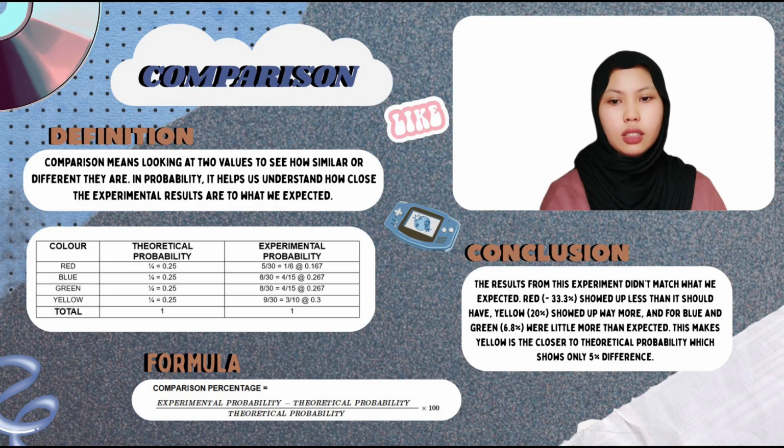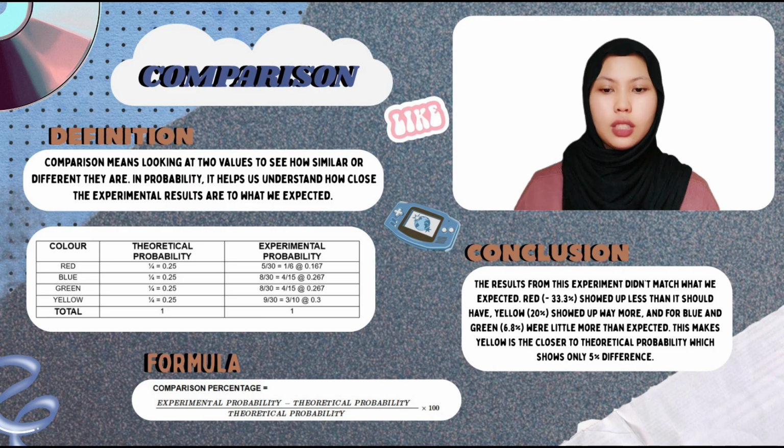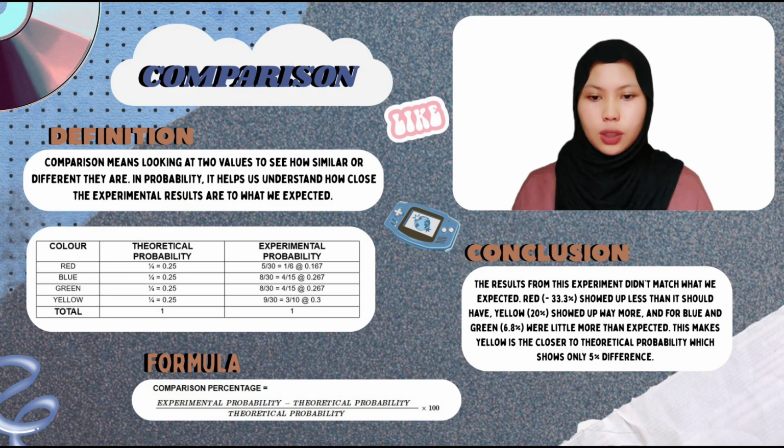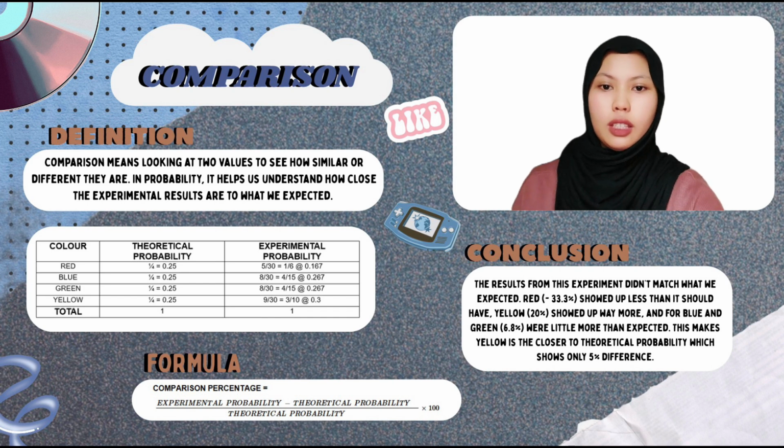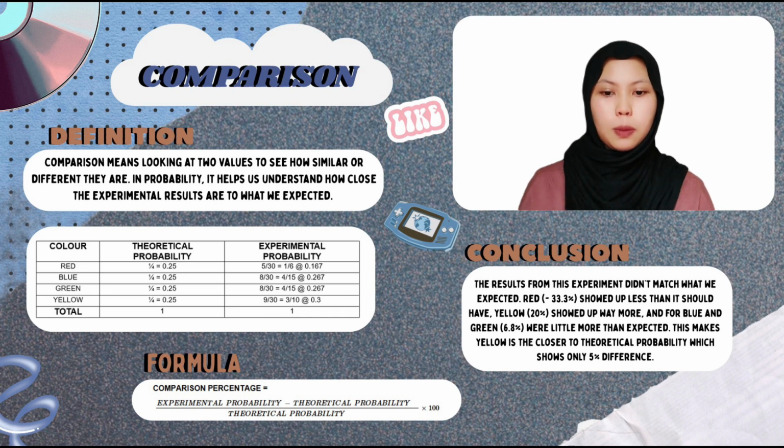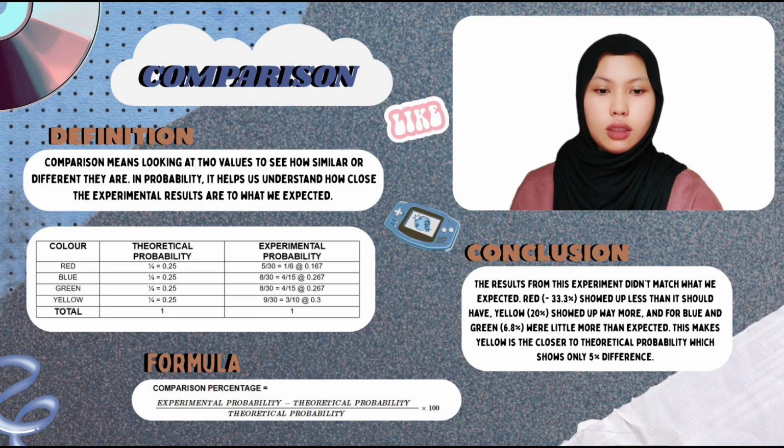To get that comparison, we have a formula, the comparison percentage. We use experimental probability minus theoretical probability, over theoretical probability, multiplied by 100. So we get the answer.